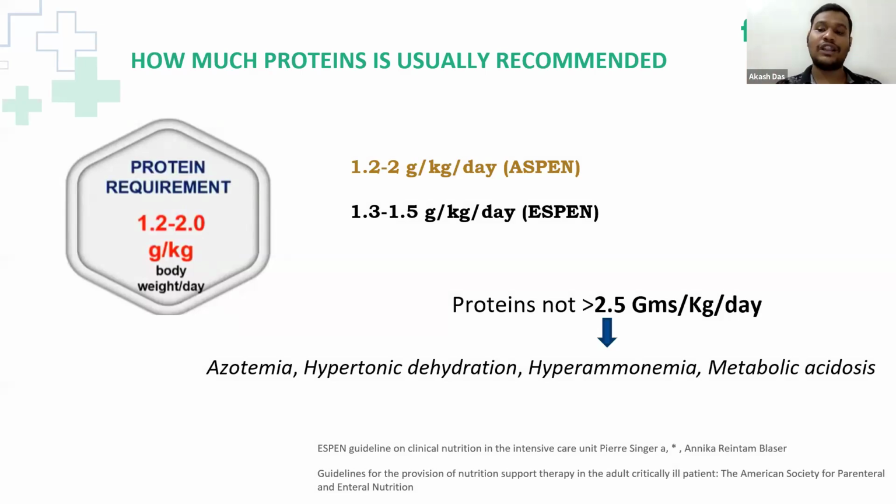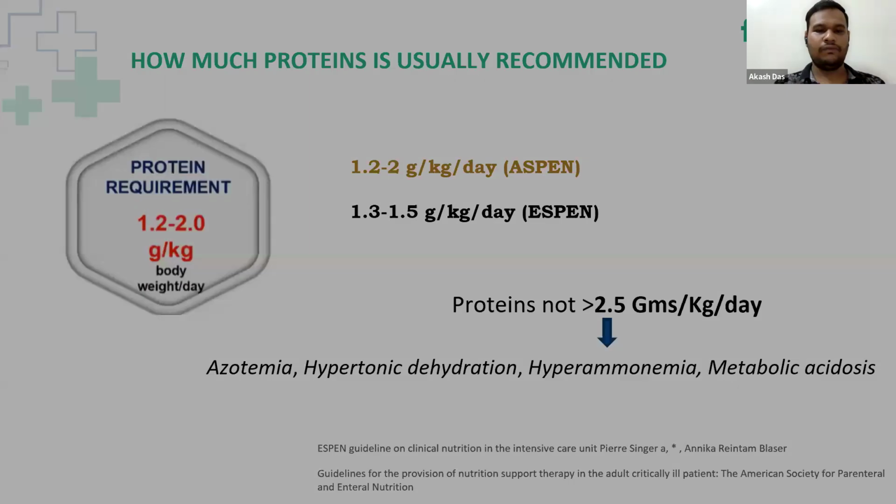As I've already told, in acute phases, the body is in a state of hypercatabolism. So you should not overfeed the patient. Proteins should not be more than 2.5 grams per kg per day, as it causes azotemia, hypertonic dehydration, hyperammonemia, and also metabolic acidosis in the patients.